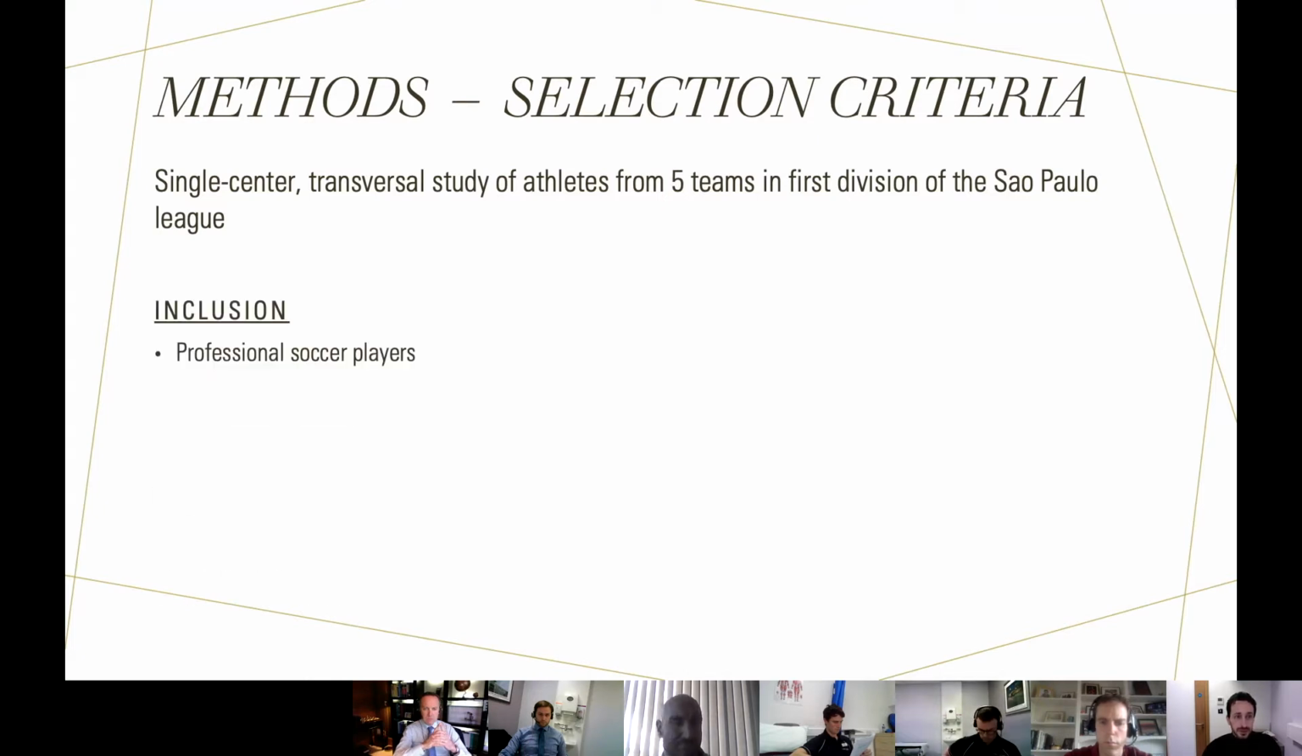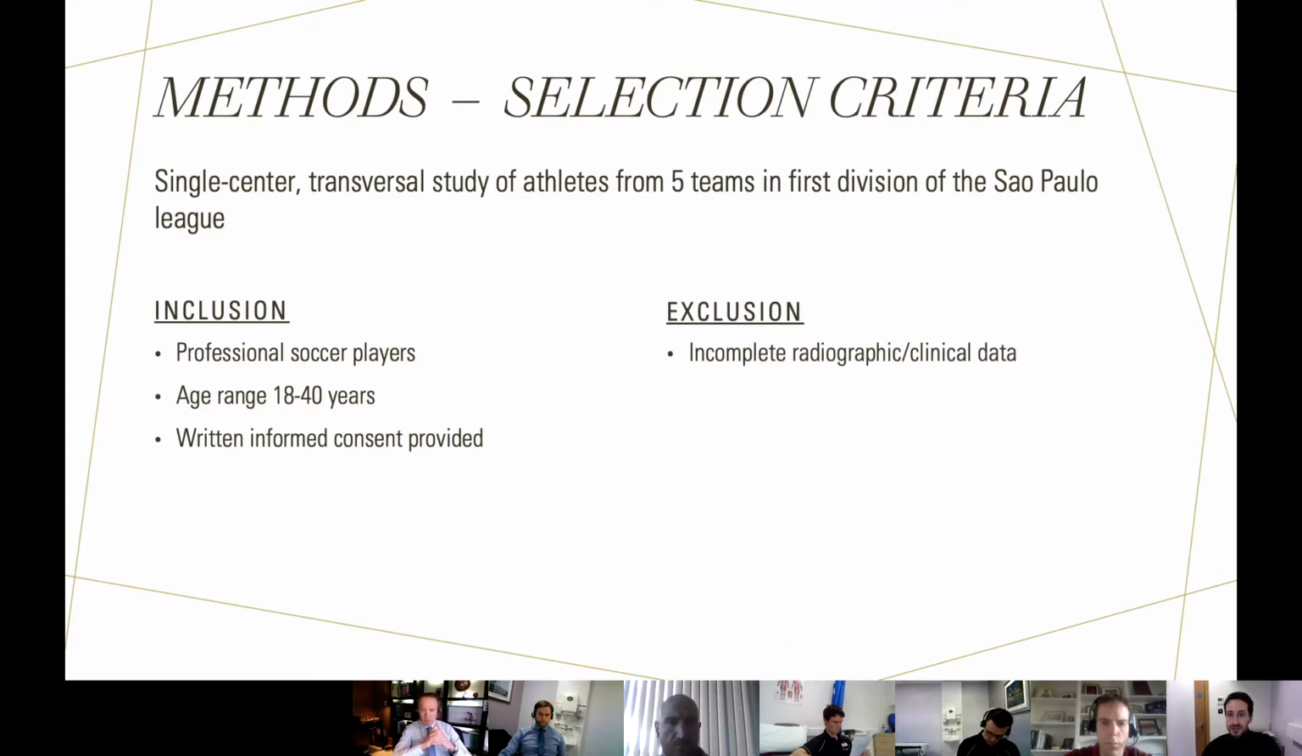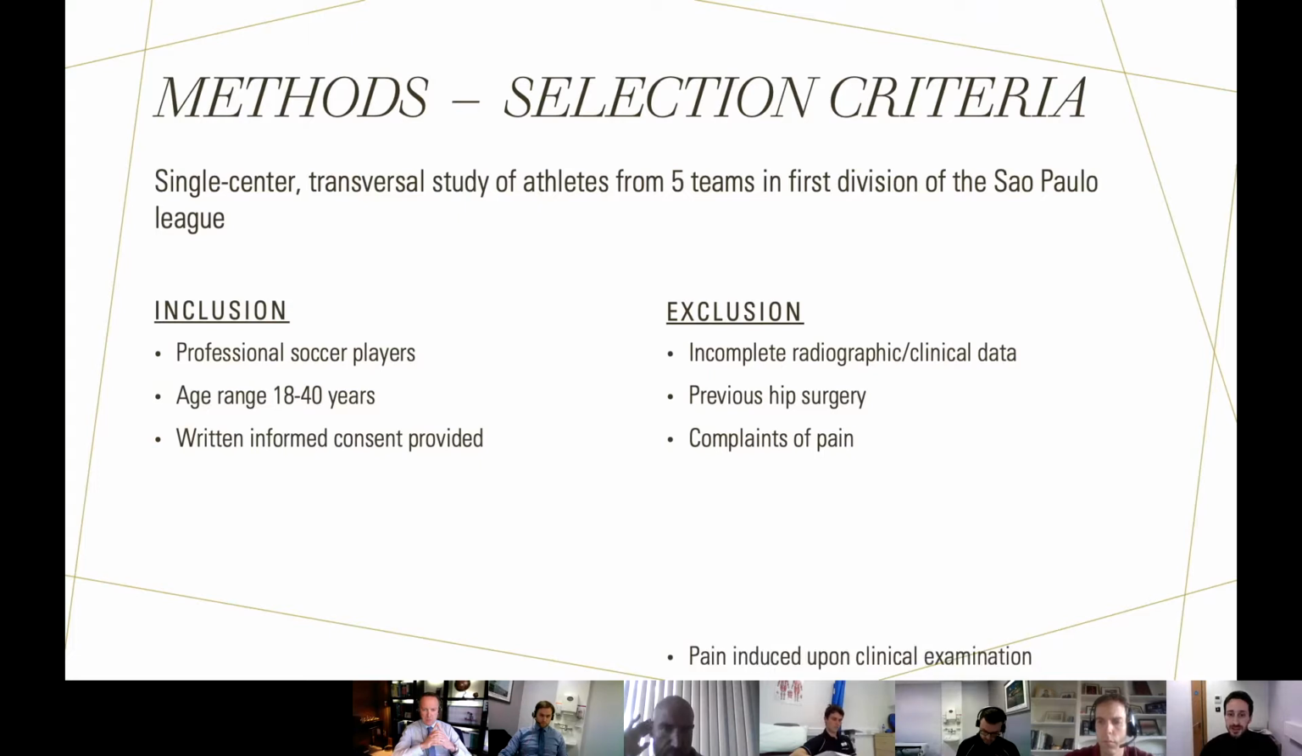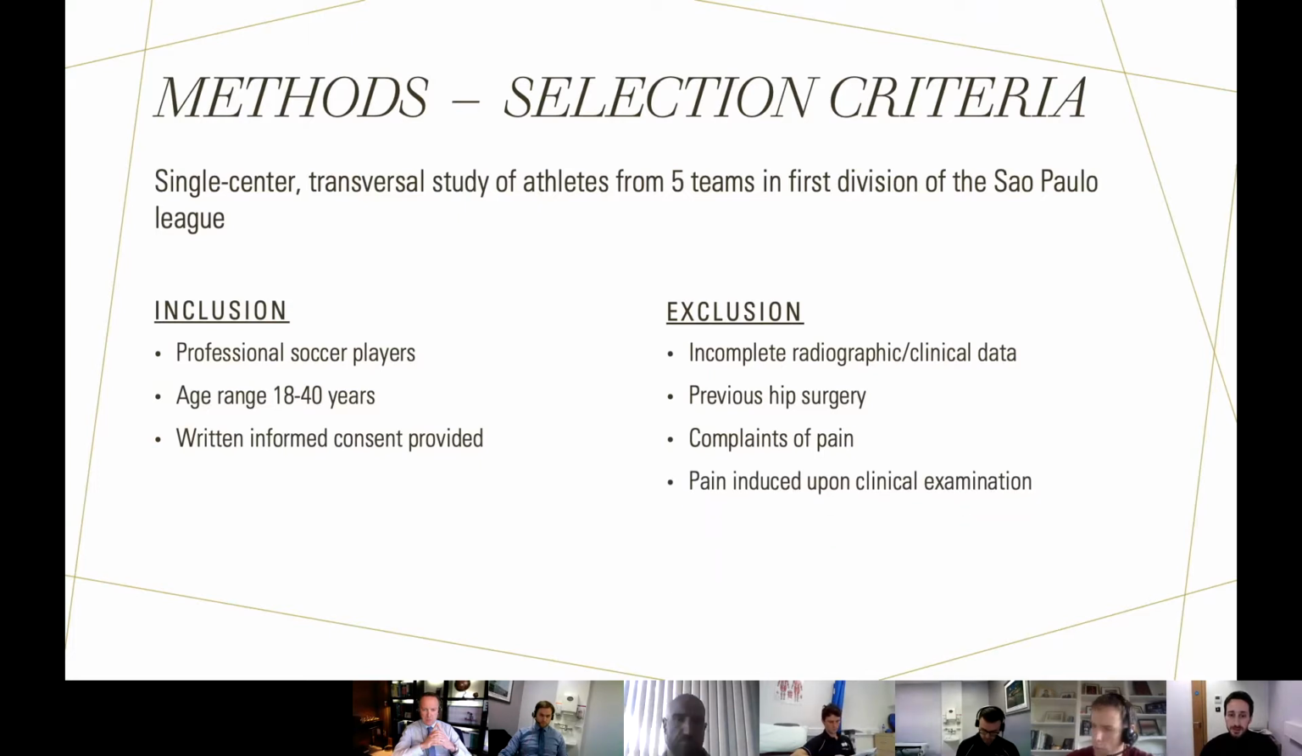The inclusion criteria was professional soccer players. The age range was 18 to 40 years of age, and where written informed consent was provided. Exclusion criteria then was incomplete radiographic or clinical data, if there was previous hip surgery, if there was complaints of pain, or indeed if there was any pain experienced on clinical examination.